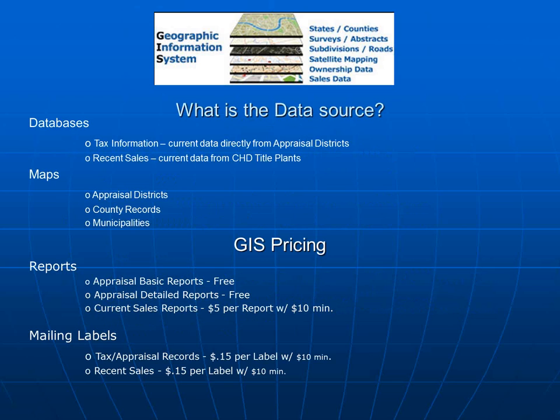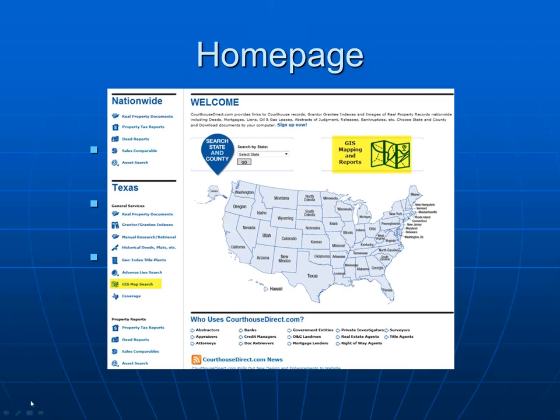So, one question that we get is, where does the data come from? The tax information that's provided on the databases comes from the appraisal districts, and the recent sales information in the database comes from our CourthouseDirect.com title plants. And as many of you know, we own Integrity Title Records, which is the largest provider of title plant facilities for title insurance companies in the state of Texas. So much of the information that derives for the recent sales information comes from that. And as far as the maps that we have, those are appraisal district maps, county records, municipalities, and you will see some overlays of some Google Maps also.